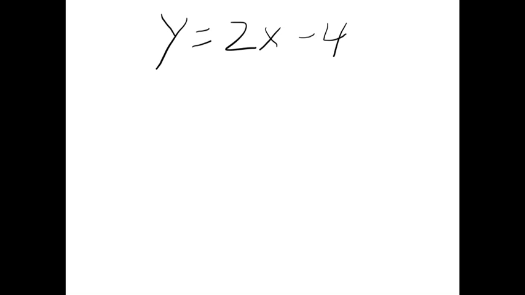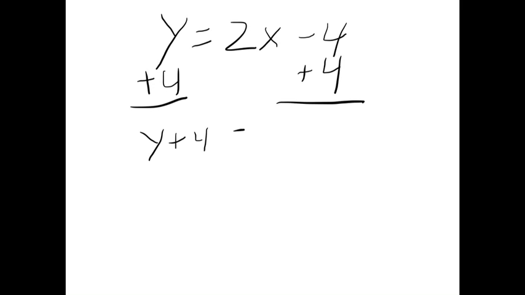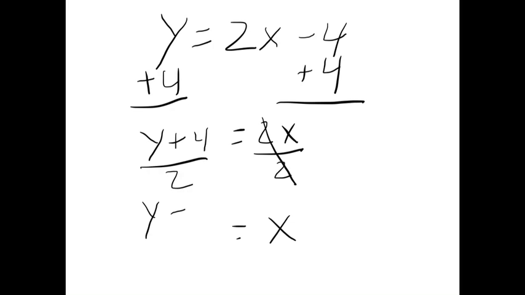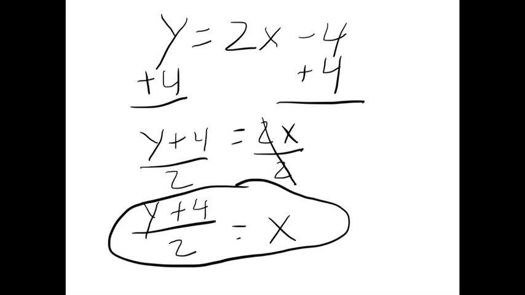So here we go, we're back. We have y equals 2x minus 4. The steps we should take are to undo the subtraction first by adding 4 to both sides. So we've got y plus 4 equals 2x. Divide both sides by 2. And we're left with x equals y plus 4 all over 2. And that's a new expression of x in terms of y instead of y in terms of x.